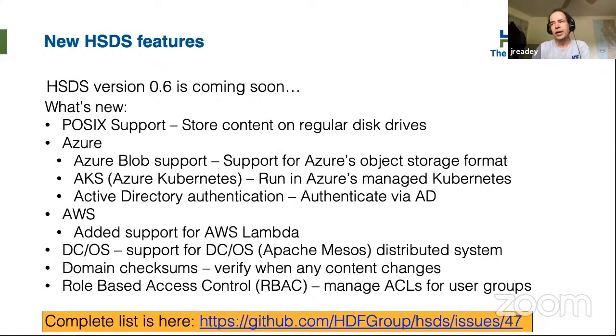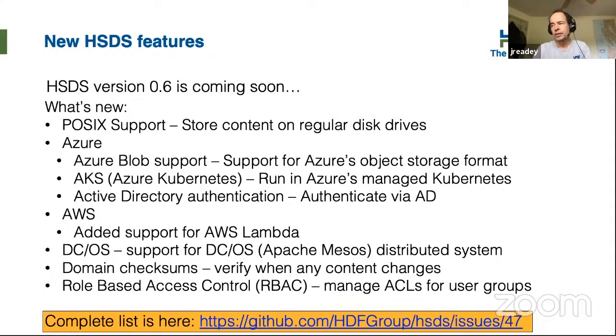Finally, new features. POSIX support. So now, in addition to S3 storage, you can have content in POSIX. Also, we support Azure, which means Azure Blob support for Azure Kubernetes, and Active Directory authentication. Not to neglect Amazon, we've added support for AWS Lambda, which lets you replace the functionality in those DN nodes with serverless calls to Lambda.